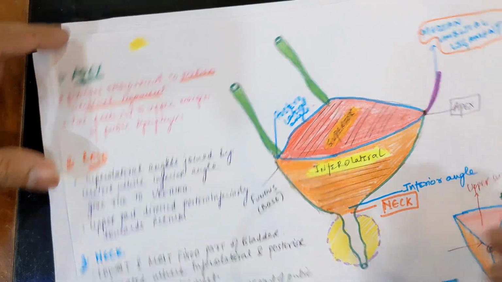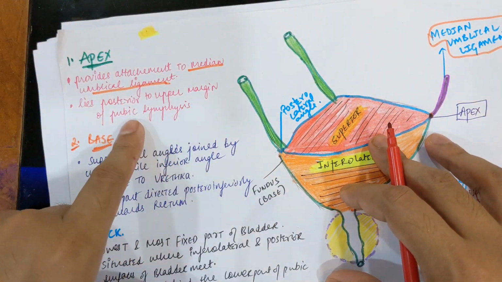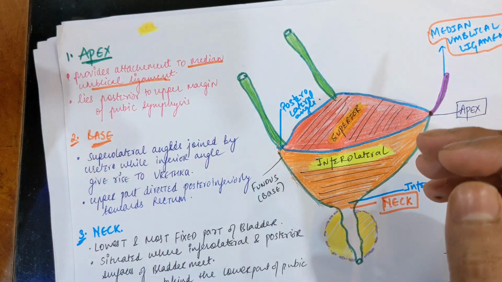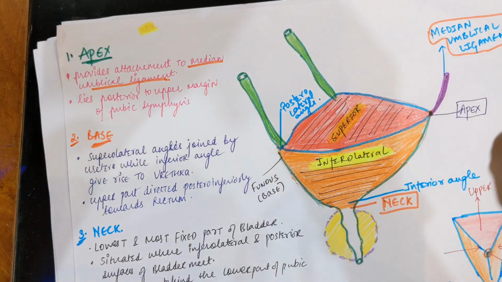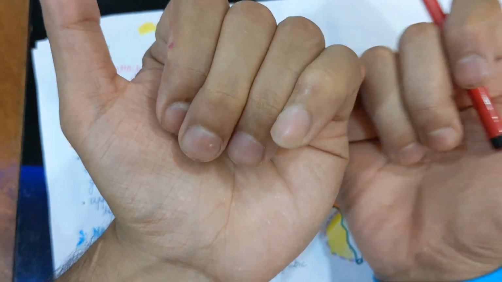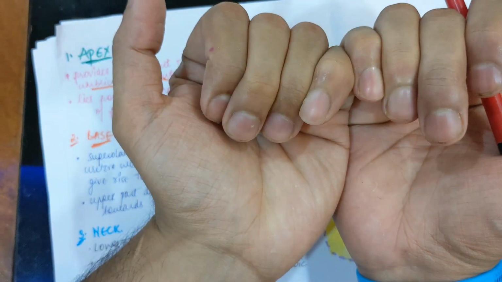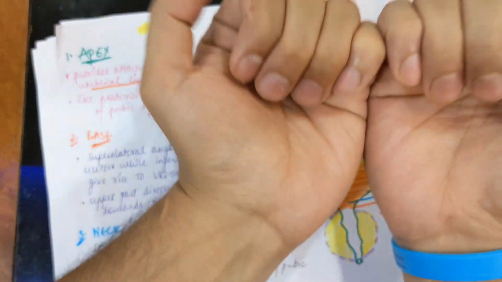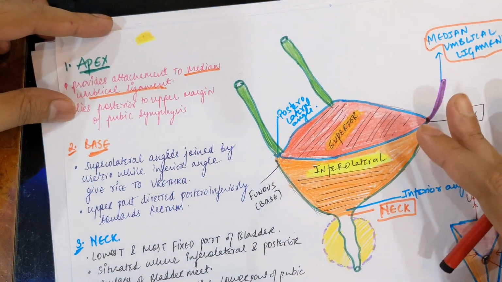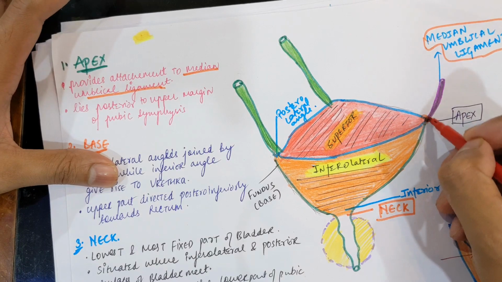Clear? From the apex, and the apex actually lies posterior to the upper margin of the pubic symphysis. So it is present on the posterior side of the pubic symphysis, at the upper margin. The location is that the pubic symphysis will be like this, so on the back side and upper part of the pubic symphysis it will be present. Okay, just consider this is the pubic symphysis, the joint. Clear? So this part is your apex.